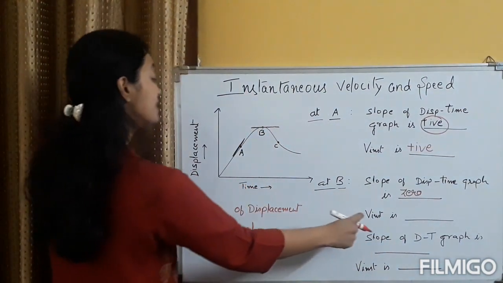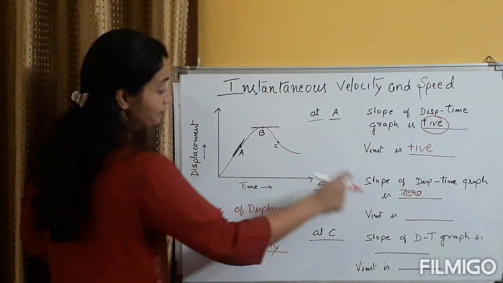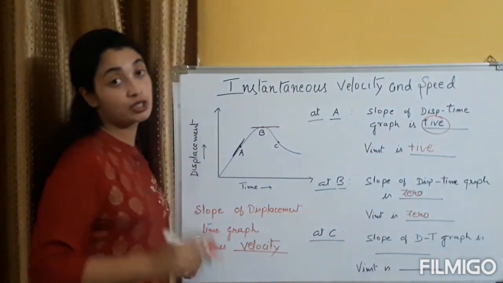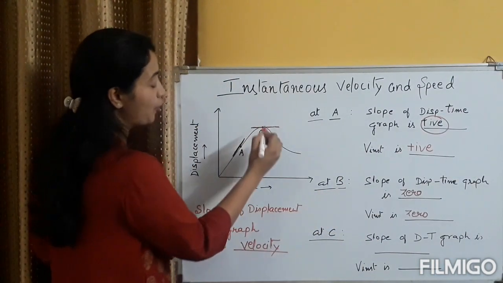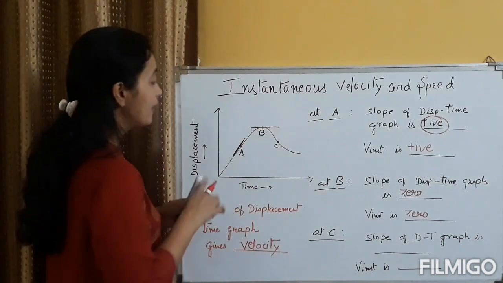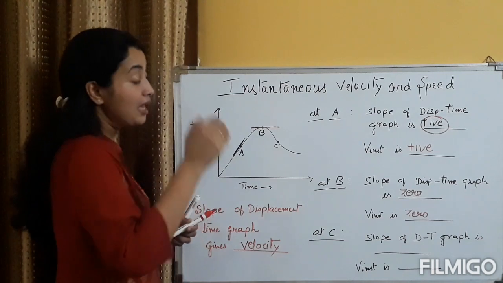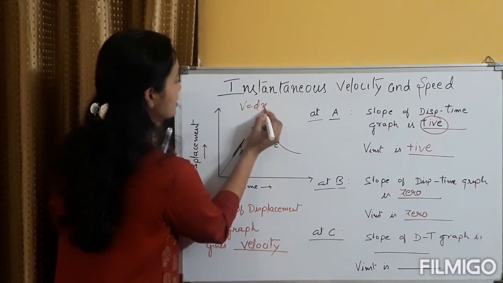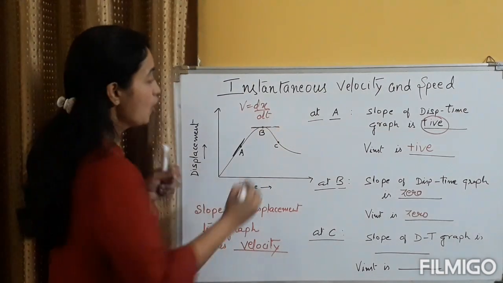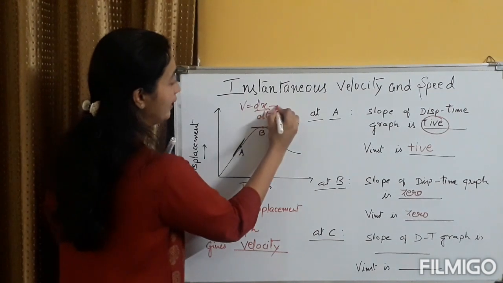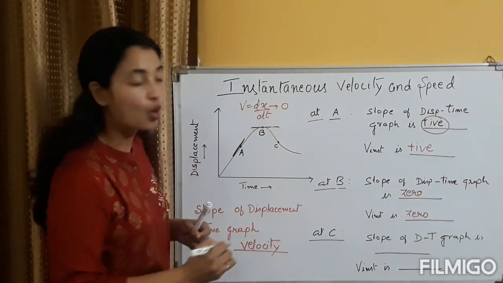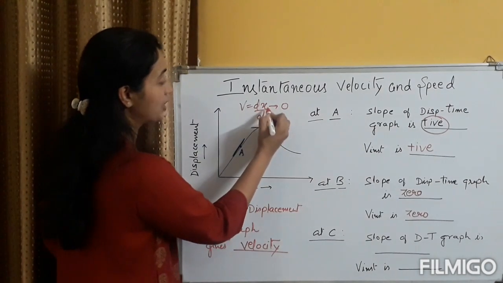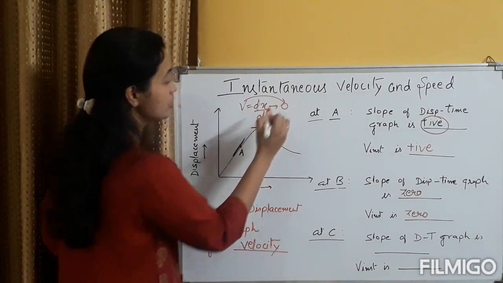Then what is the message it is conveying about instantaneous velocity? If slope is 0, then instantaneous velocity should be 0. So at the maximum point, the instantaneous velocity is 0, and we also concluded that the rate of change of displacement, v is equal to dx by dt. At the maximum point, the value of dx by dt is 0. When the curve reaches the maximum point, the rate of change of x with respect to t is 0, and hence instantaneous velocity is also 0.